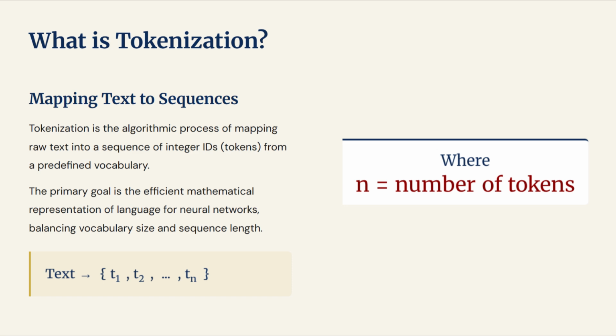The challenge is balancing two competing demands: vocabulary size and sequence length. A very large vocabulary can represent words compactly but becomes memory intensive. A very small vocabulary keeps things lean but results in longer sequences. Tokenization algorithms try to find the right middle ground.